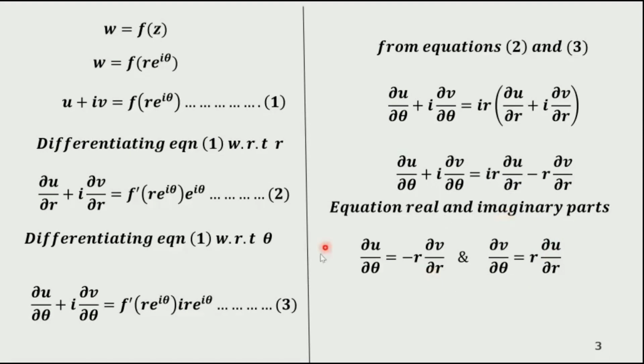So these are the CR equations in the polar form. ∂U/∂θ is minus R ∂V/∂R, and ∂V/∂θ is R ∂U/∂R. Again, I'll tell you how to remember the CR equations in polar form. Before that, in short, I can write U_θ is equal to minus R V_R, and V_θ is equal to R into U_R.